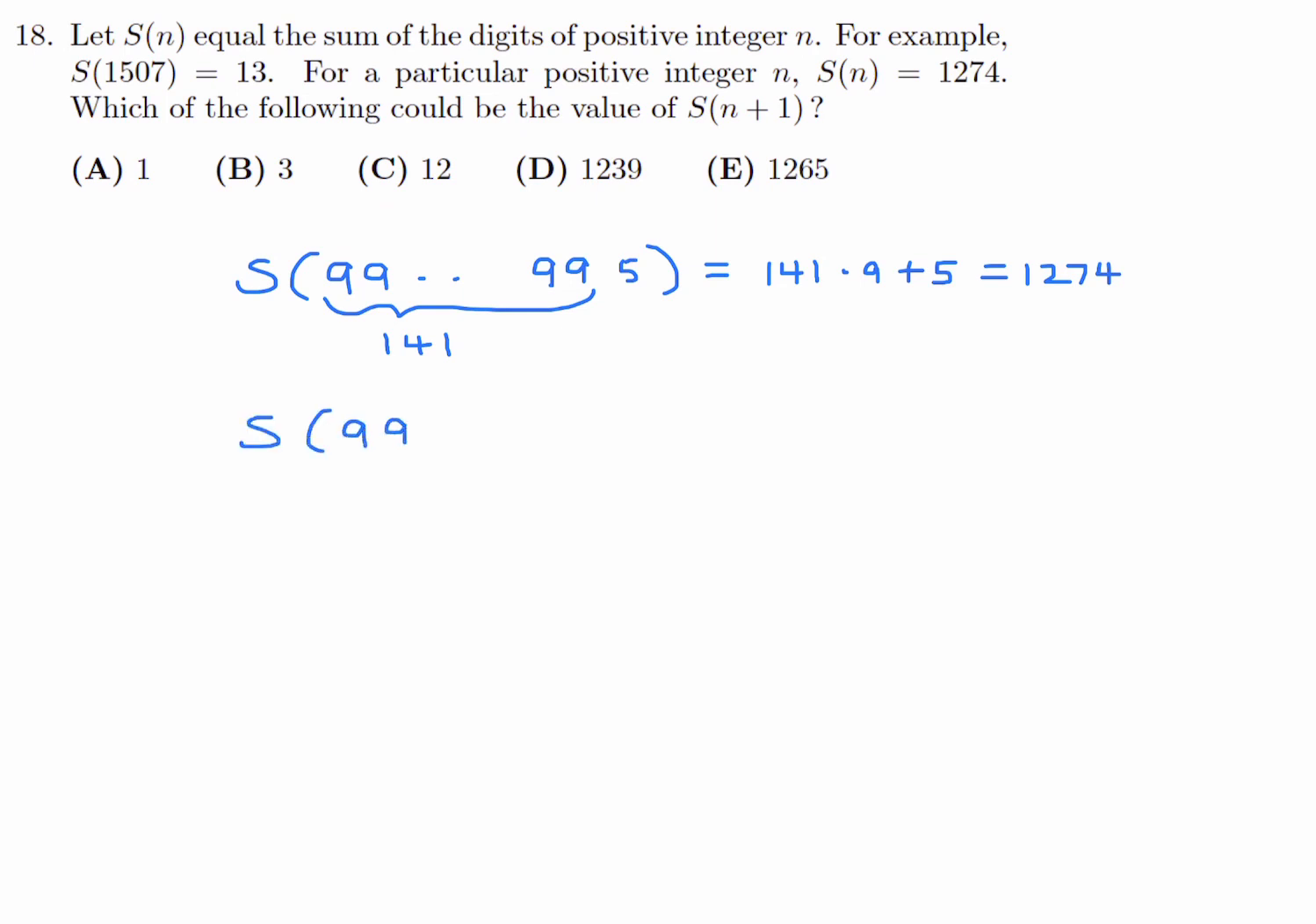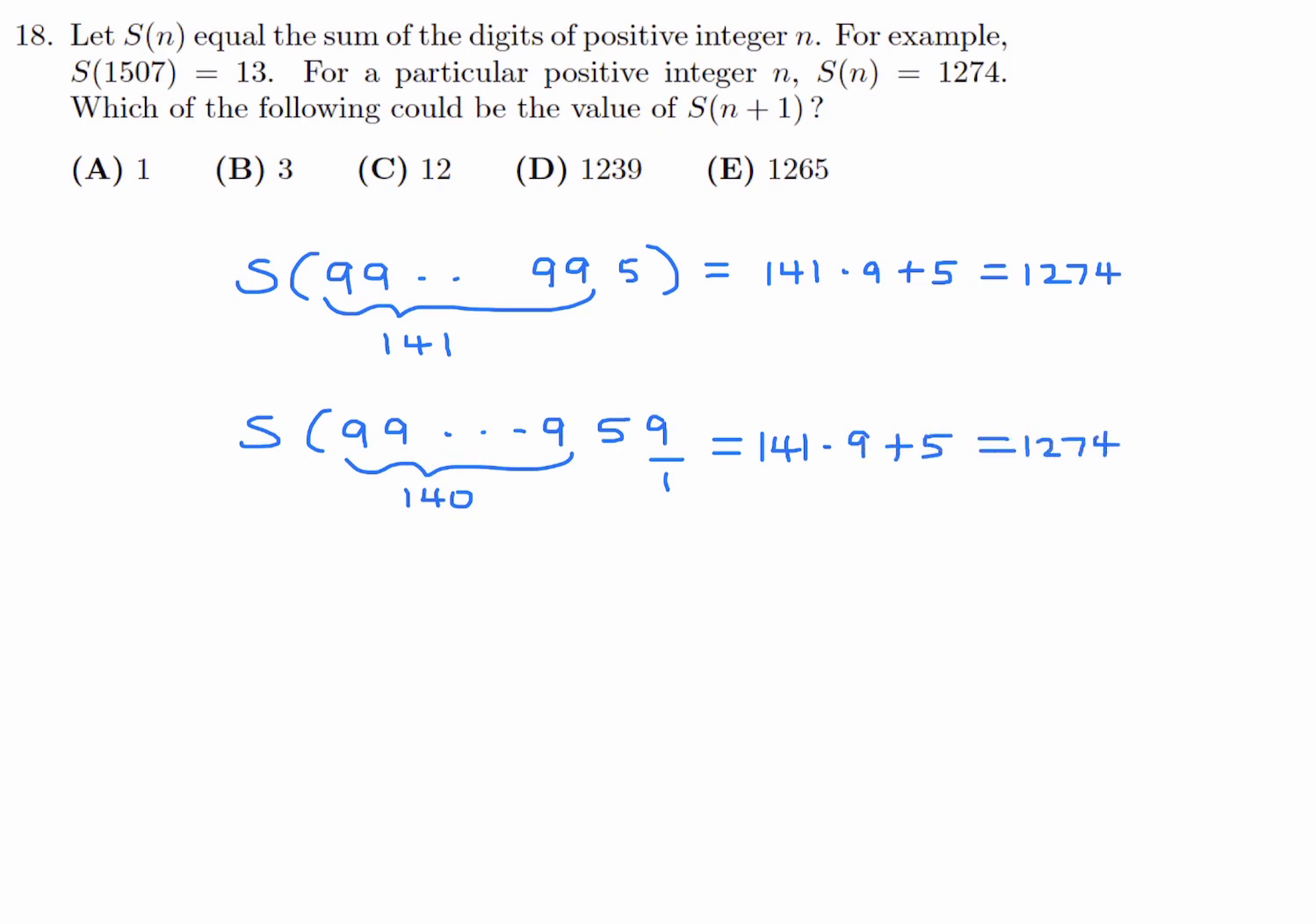What do we do? Well, I can move the 5. It doesn't have to be the last digit. It could be the second last digit. It could be like this. This is now 140. This is the 141st, and I got a 5. So again, I have 141 9s plus a 5, and that is 1274.